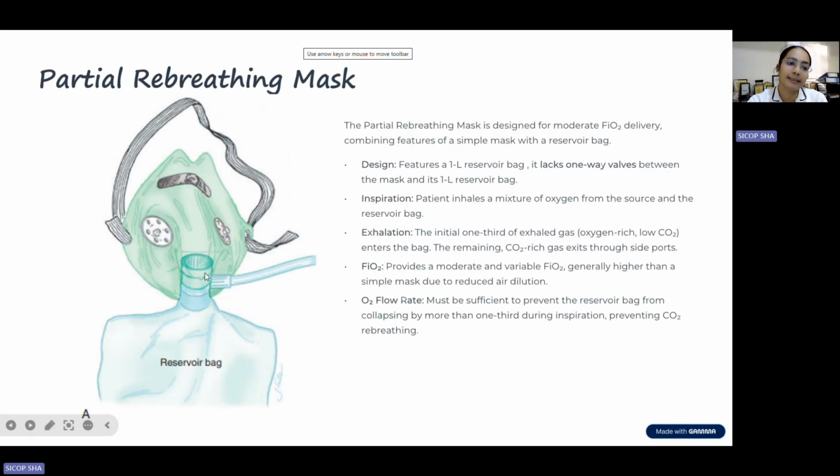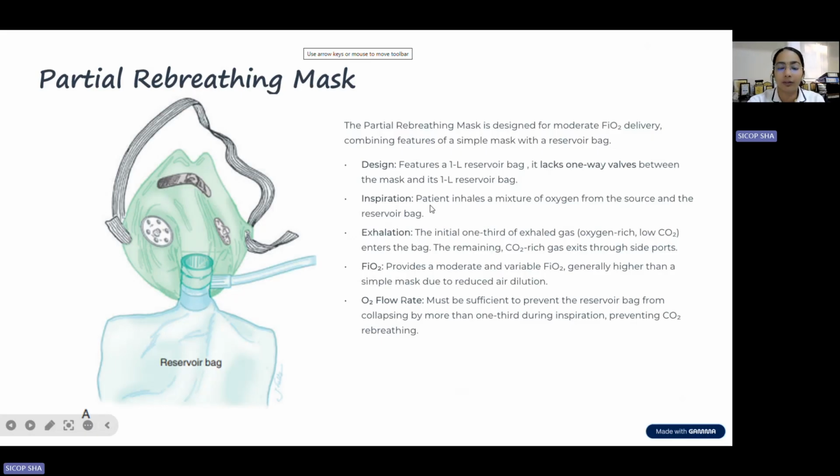The next system is the partial rebreathing mask. The partial rebreathing mask is designed for moderate FiO2 delivery, combining features of a simple mask with a reservoir bag. Now, what is a reservoir bag? It is a bag which is connected here. It is about a 1 liter bag, and it lacks a one-way valve between the mask and the bag. If you compare this with a non-rebreathing mask, there is a valve here.